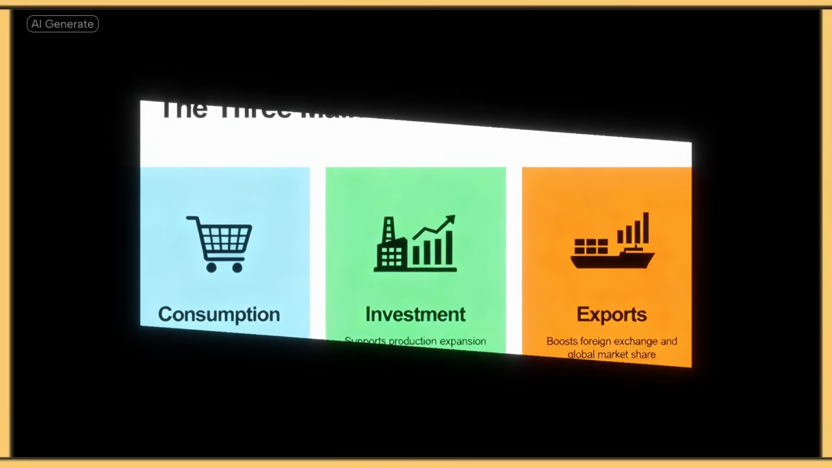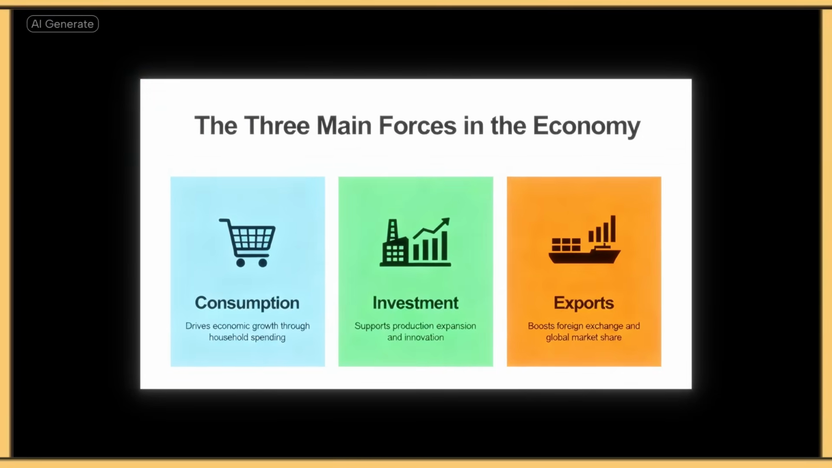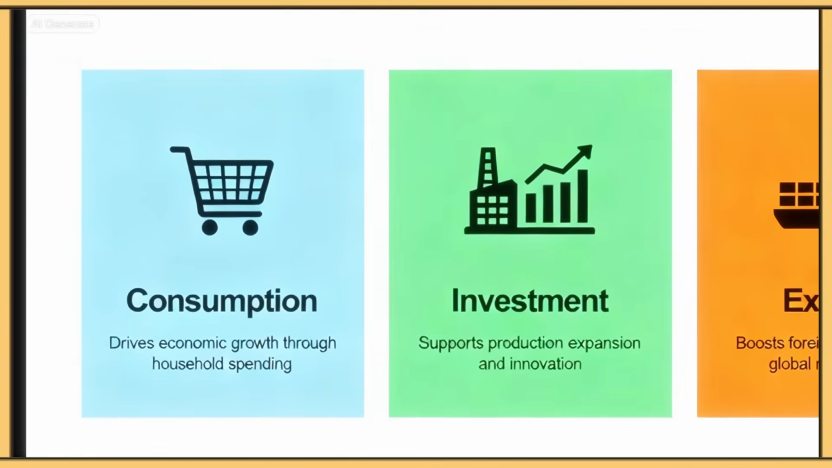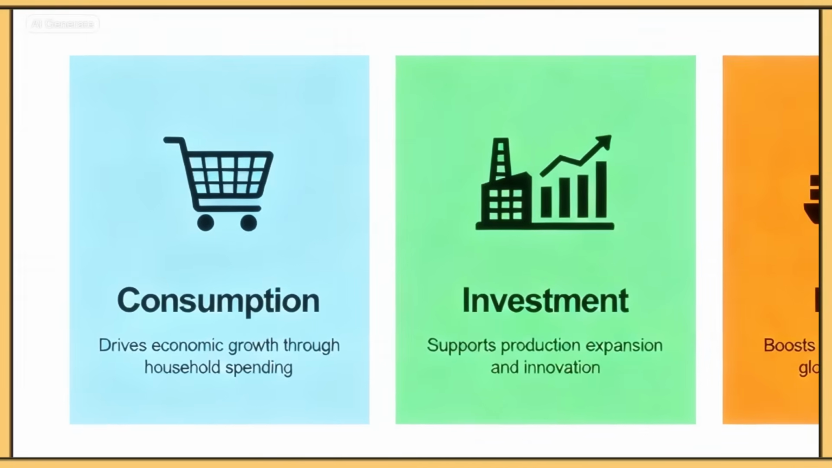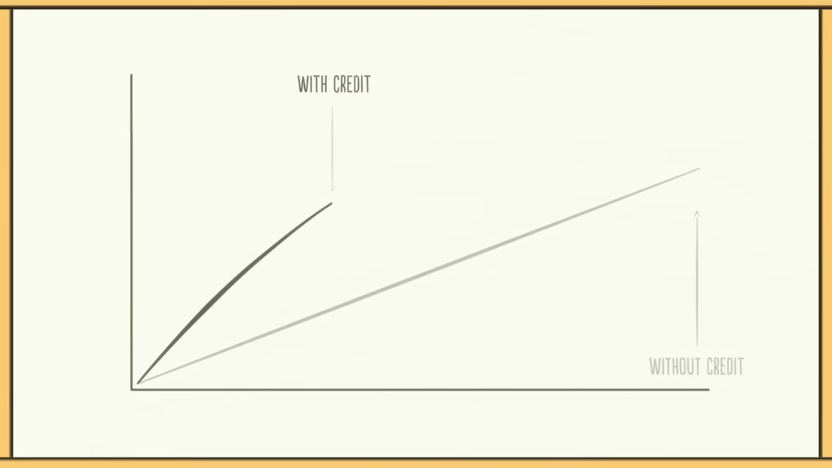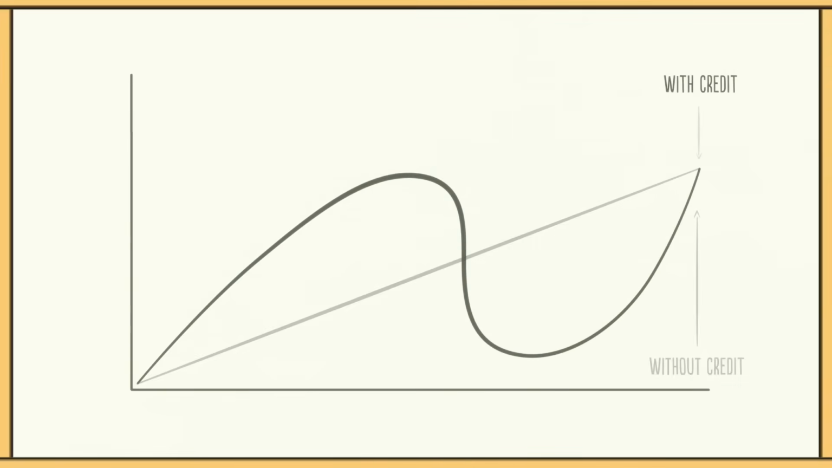4. The three main forces in the economy. The economy is moved by three big forces. Force 1, productivity growth. This grows slowly over time. As people learn, innovate, and build better tools, they produce more. This increases living standards in the long run.